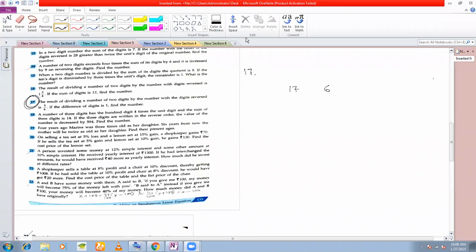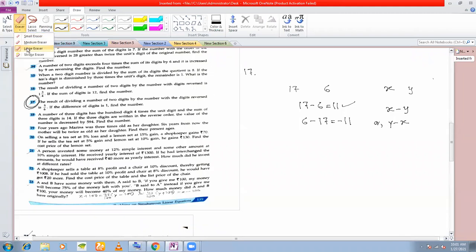Sir, 11. That's 50% correct, not entirely correct. 17 minus 6 is 11. Okay, 17 minus 6 is one answer, 11. There will also be another answer. The answer will be 6 minus 17, which is minus 11. So when I say the difference between two numbers, x and y, I mean either x minus y or y minus x. It can be any.